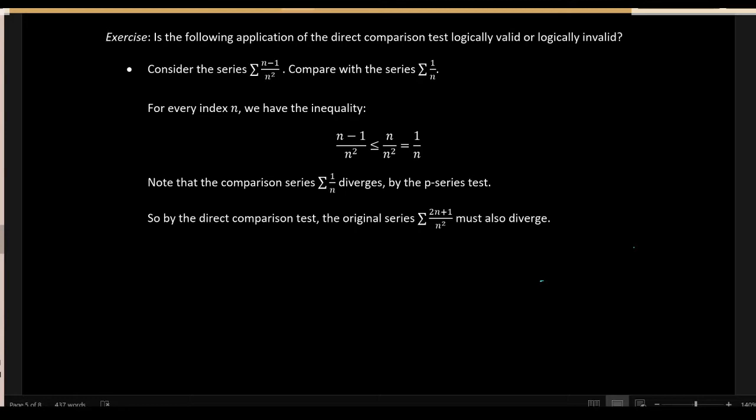Now the comparison series 1 over n definitely diverges. It's the harmonic series, which is a p-series with p equals 1. So they say, by comparison with the harmonic series, the original series n minus 1 over n squared must also diverge. What do you think? Is this logically valid or invalid? And if it's invalid, where do you think the student went wrong?